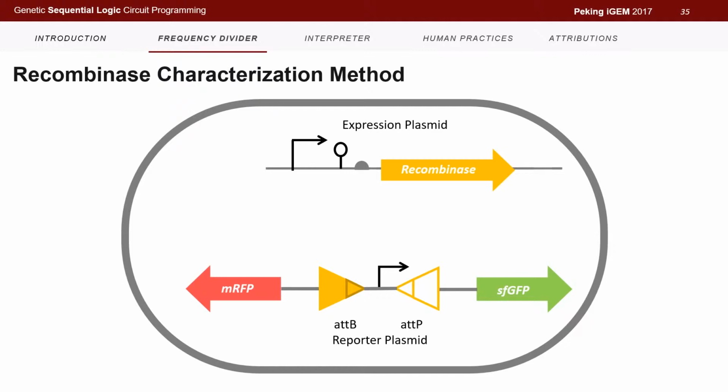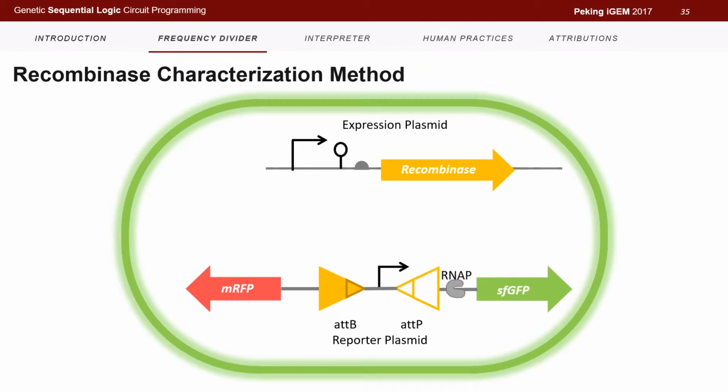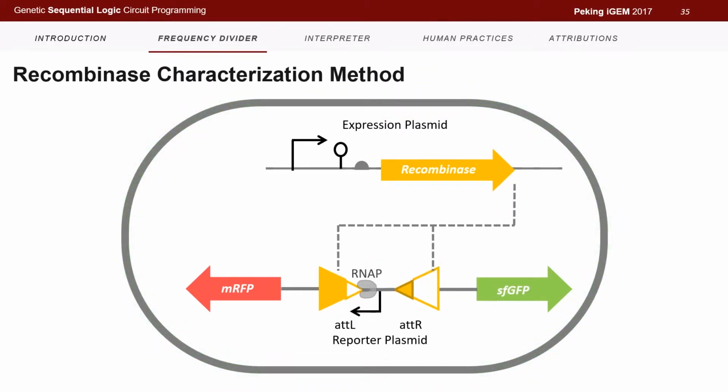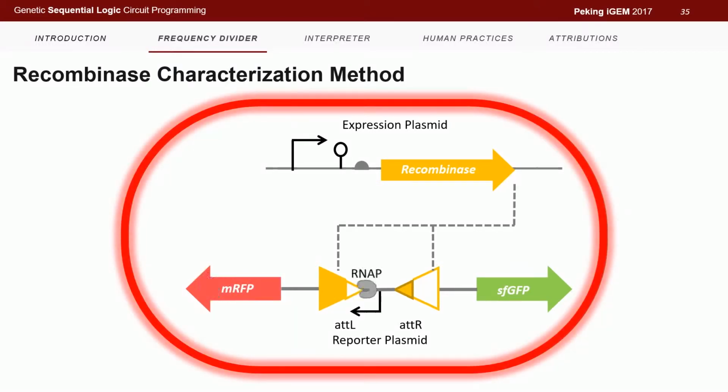This is our experimental setting of recombinase characterization. Because the function of our device involves flipping promoters, we designed a constitutive promoter flanked by recombination sites attB and attP. Before recombinase expression is induced, the cell expresses GFP. After induction, the promoter is flipped, recombination sites change into attL and attR, and cell fluorescence shifts to red.